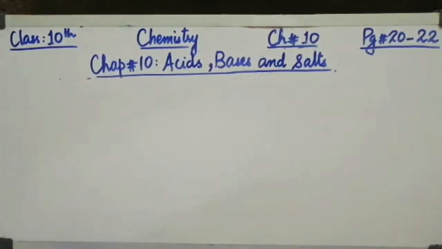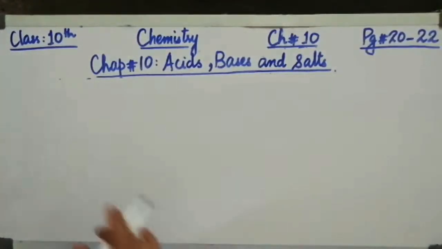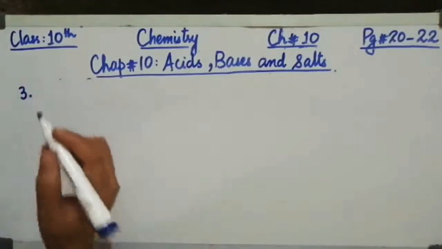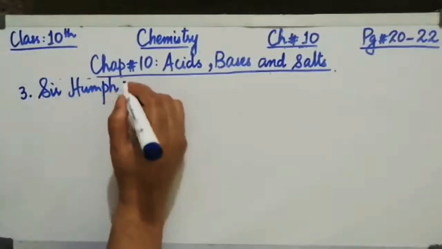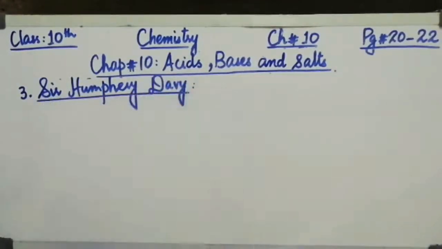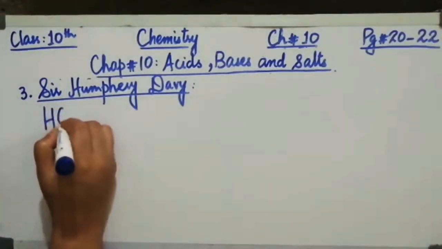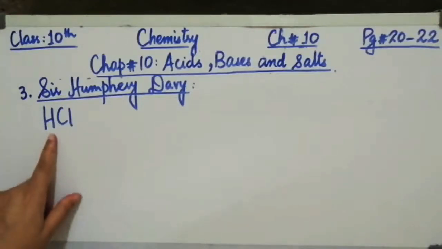After these two scientists, Jabir bin Hayyan and Lavoisier, there is a third scientist who was very famous for his contribution, Sir Humphrey Davy. What was the contribution of Sir Humphrey Davy? He discovered that there are certain acids which are without oxygen. For example, hydrochloric acid does not contain oxygen. Lavoisier had said that acids are binary compounds of oxygen, but in this case oxygen is not present and it is still an acid.